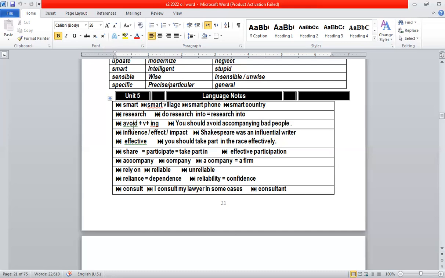Research into. Avoid. What about the verb avoid? Avoid is a verb that must be followed by a gerund. So we say you should avoid accompanying bad people. Of course, we can never say you should avoid to accompany. Why not? Because avoid is from the group of verbs that are followed by verb plus ing, the gerund structure. Avoid doing something. We have words like influence, effect, impact, all of them with one meaning. So sometimes they are used like synonyms.